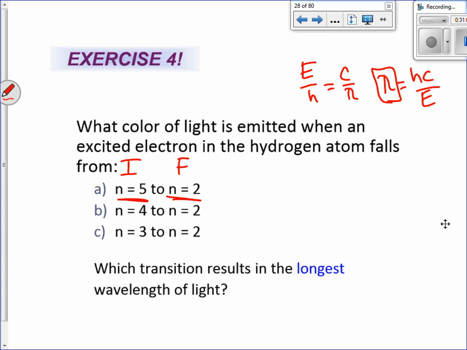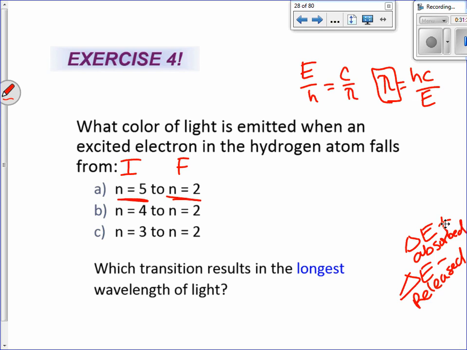Now, one thing also to note: if your delta E comes out negative, what does that mean? It means energy is released, just like in endo and exothermic. If your delta E comes out to be positive, it means it's being absorbed. Okay, just like in endo and exo, just so you know.